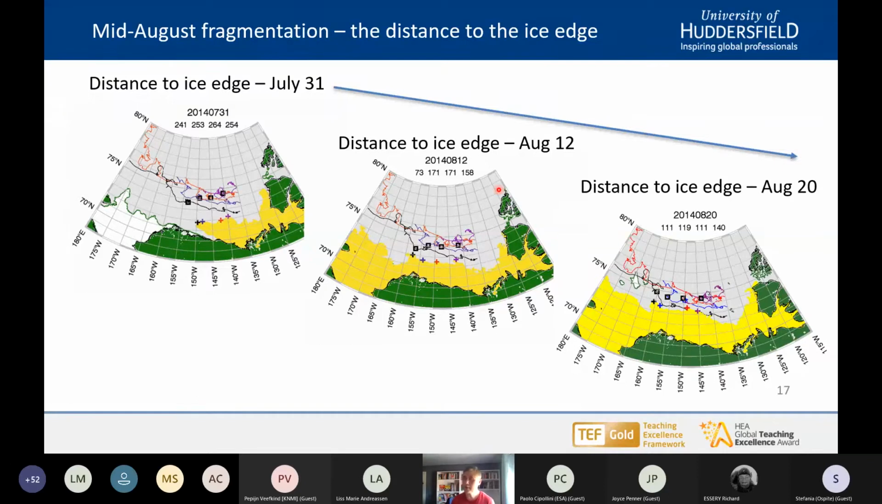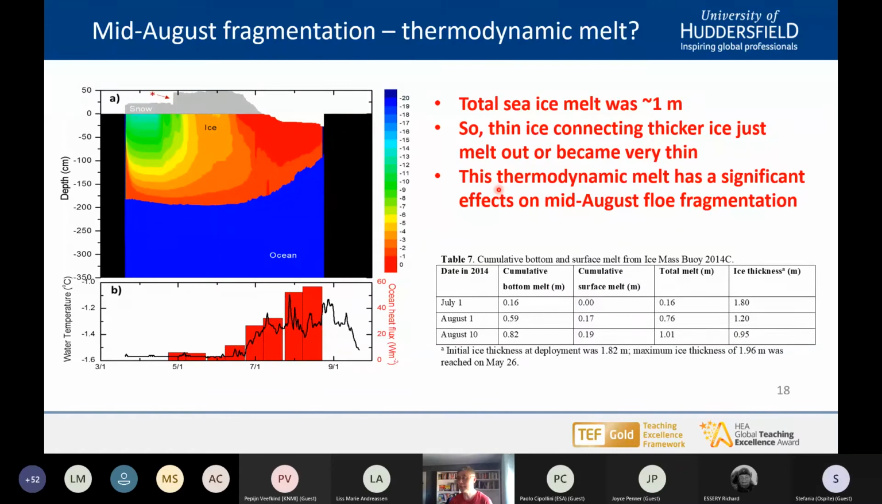And then we looked at the thermodynamic melt of the Arctic sea ice from vertical melt. Because we have an ice mass balance buoy on the site, we can measure how much total ice melt happened during the period. About 1 meter of the ice melted vertically. So that indicates some of the thin ice amongst the thick ice may have just melted out. So we think thermodynamic vertical melt has a very significant impact on this mid-August floe fragmentation.